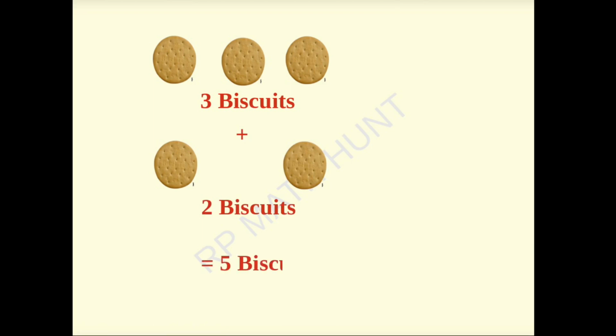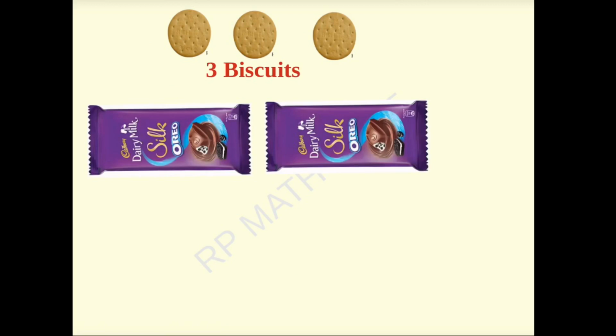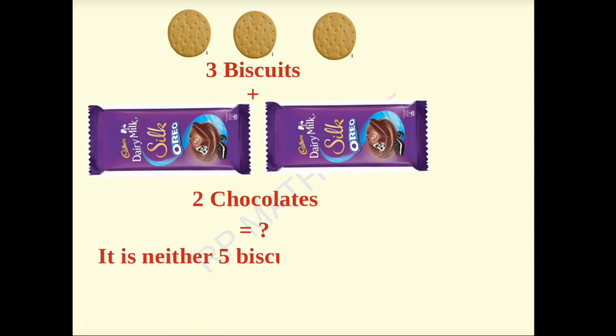Now, 3 biscuits and 2 chocolates. My dear children, can we add them up? Why? It is neither 5 biscuits nor 5 chocolates. It is 3 biscuits plus 2 chocolates forever.